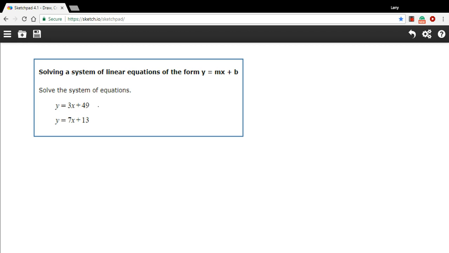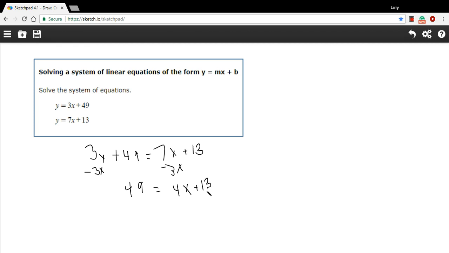So y equals 3x plus 49, y also equals 7x plus 13. So we can just say 3x plus 49 equals 7x plus 13. All right, now let's try to solve this. We've got x, a variable, on both sides, so I want to get rid of the x on one side. I think I'm going to subtract 3x from both sides. So that would leave 49 over here, and 4x over here. 7x minus 3x is 4x, and plus 13.